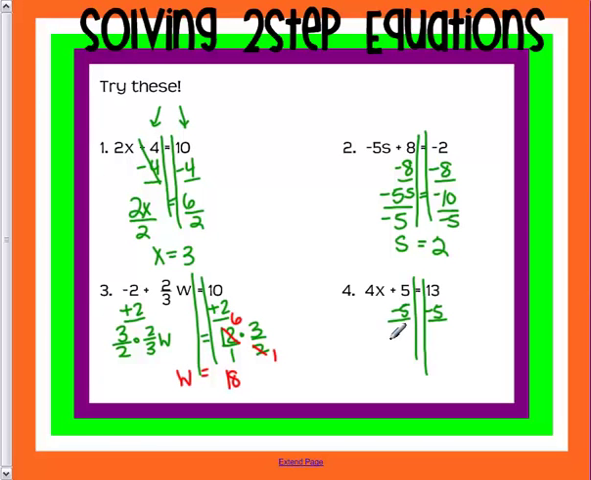Over here, I get 4x equaling, and this would be 13 minus 5, so 8. Divide by 4 on both sides, and I'm left with x equaling 2.